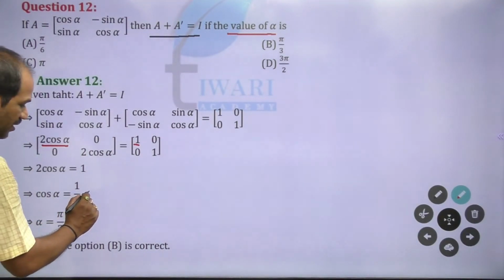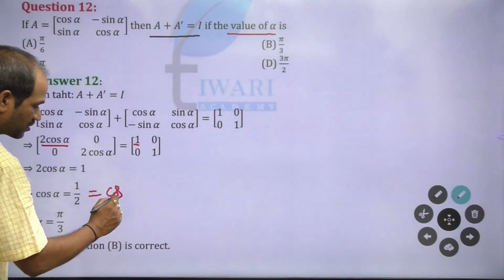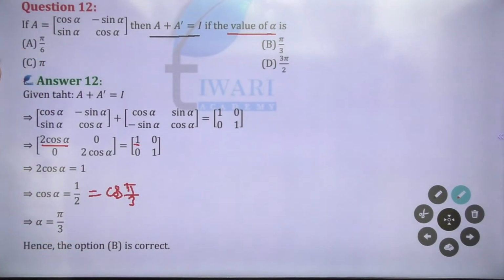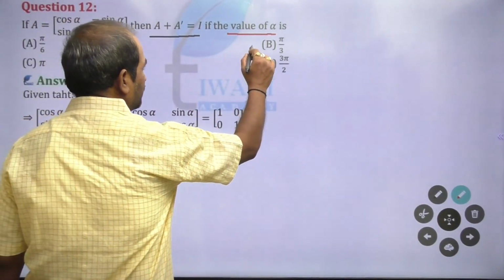Cos alpha is 1/2, which is cos of pi by 3, that is cos 60. Removing cos on both sides, alpha is equal to pi by 3. Check the answer: alpha value pi by 3, so option B is the right option.